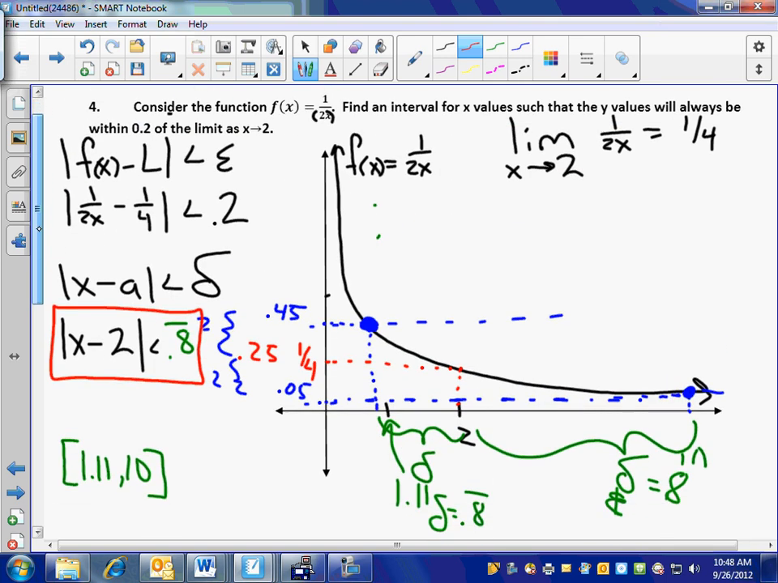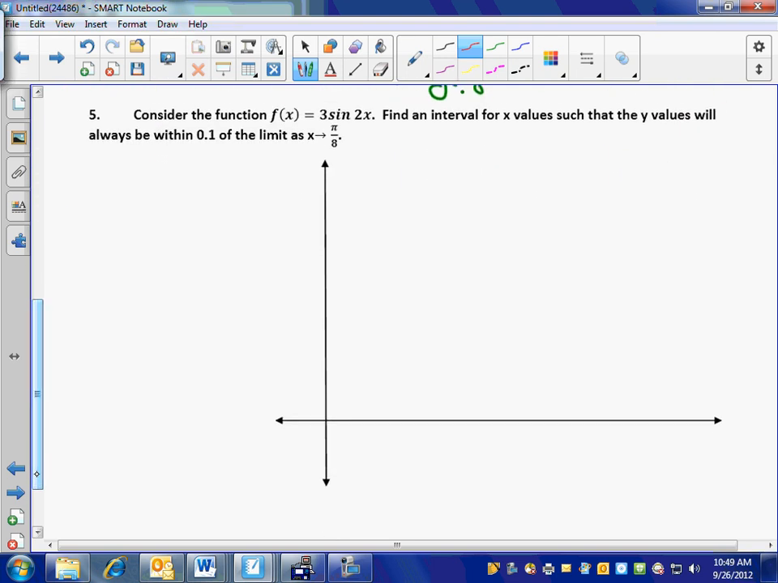The question says, find the interval for x values. Well, this interval right here, this is technically an interval. 0.8 to one side of 2 and 0.8 to the other side of 2. So that's your interval.